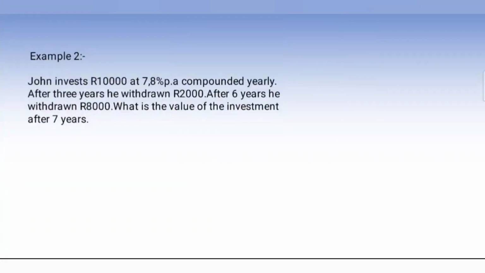In this example, you can see that John invests 10,000 rand at 7.8% per annum compounded yearly. After 3 years, he withdrew 2,000. After 6 years, he withdrew 8,000. What is the value of the investment after 7 years? So he deposit only 10,000. Then after that, 2 withdrawals he did it. So after this withdrawal, how much amount will be there?